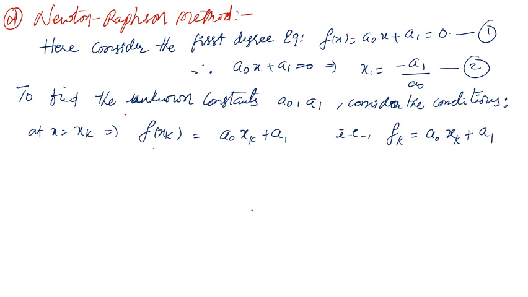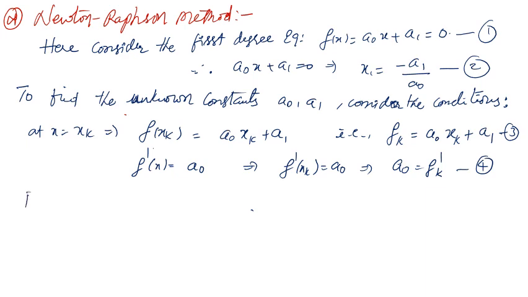Just consider the function f of x not equal to 0. Now f dash x, what is f dash x equal to? Just a naught. Therefore f dash of xk equal to a naught. That is, a naught is simply the notation f dash k. This is 3 and this is 4. Put a naught value in 3. Then 3 becomes fk equal to f dash k xk plus a1.